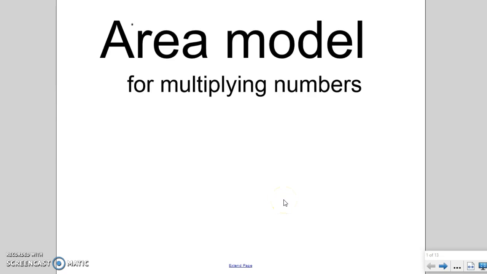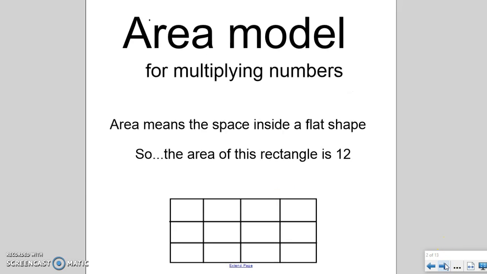All right, boys and girls, I'm here going to teach you a really cool strategy for multiplying numbers. It's called the area model. So before we get into the area model, you need to know what area means. Area, when we're talking about it, means the space inside of a flat shape.